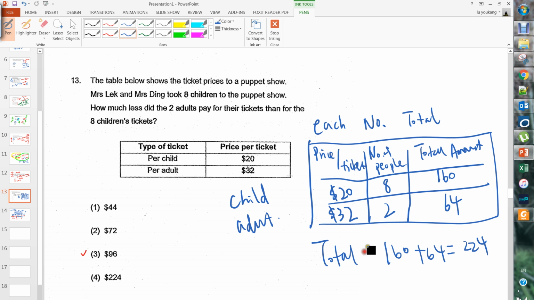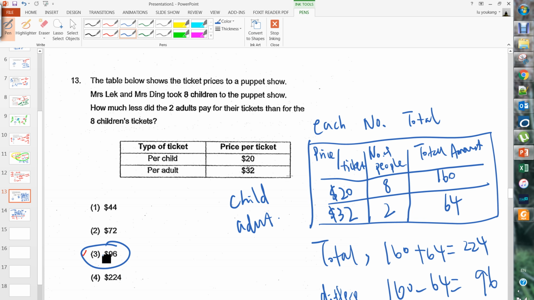But the question asks for what? They ask for the less, right? That means the difference. So what's the difference? 160 minus 64. The answer is? 96. That's why the answer is 96.